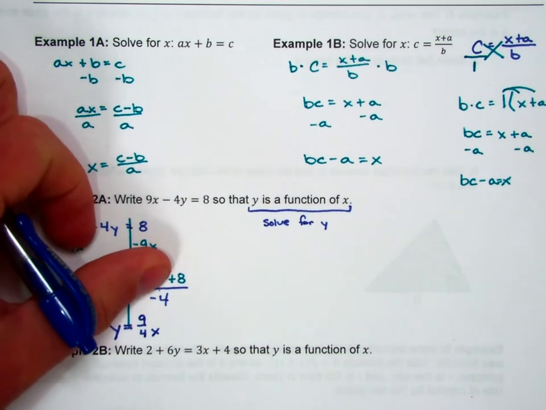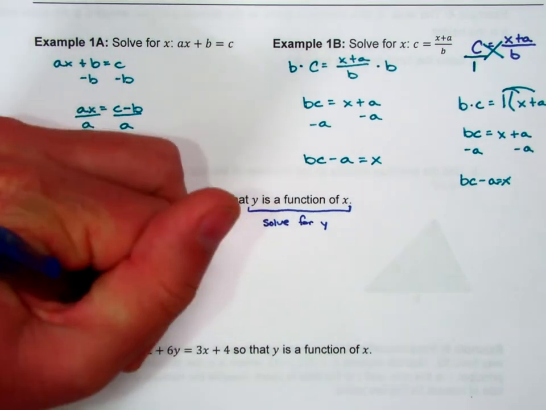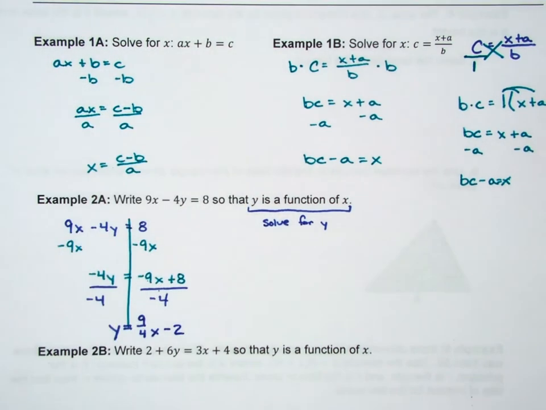Then we need to look at simplifying the second part of it. In this case, I'm taking 8 and dividing by negative 4. So when I take 8 and divide by negative 4, that leaves me with negative 2. So my final answer should be y equals 9/4 x minus 2.